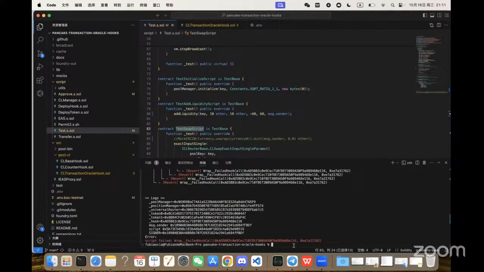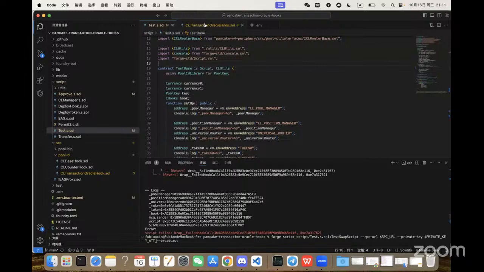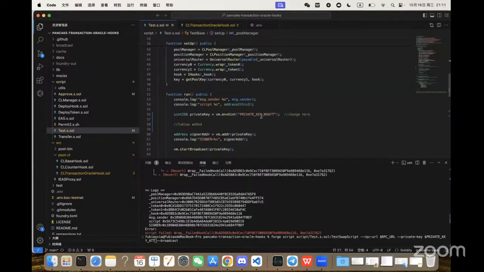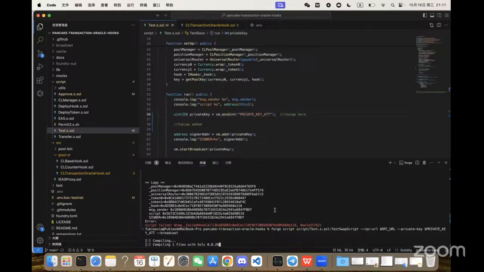And if I simply switch to a new wallet, I just change the private key name here to private key ATT, and I need to change the code here. We use a different wallet and rerun. It takes a few seconds here.